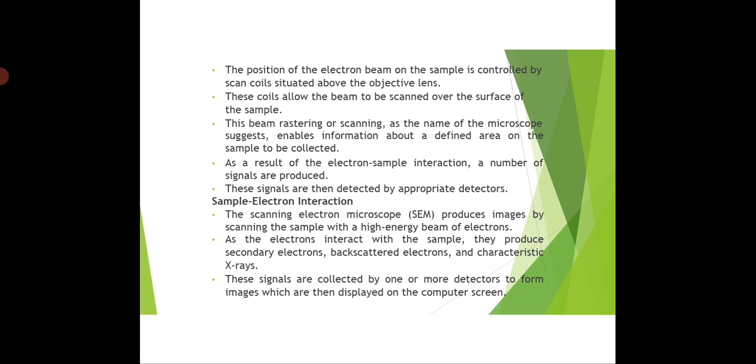Sample electron interaction. The scanning electron microscope (SEM) produces images by scanning the sample with the high energy beam of electrons produced by electron gun. As the electrons interact with the sample, they produce secondary electrons, backscatter electrons, and characteristic X-rays. These signals are collected by one or more detectors to form images which are then displayed on the computer screen.